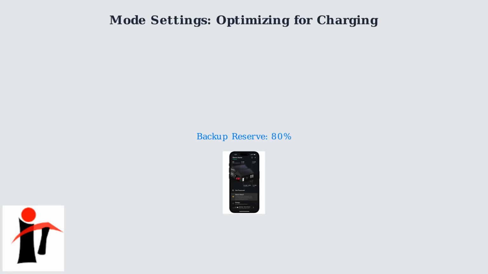User error in mode settings accounts for about 30% of all Powerwall charging issues. Always verify your settings align with your energy needs to ensure optimal performance. Regularly review your mode settings in the Tesla app, especially after firmware updates or changes in your energy usage patterns.